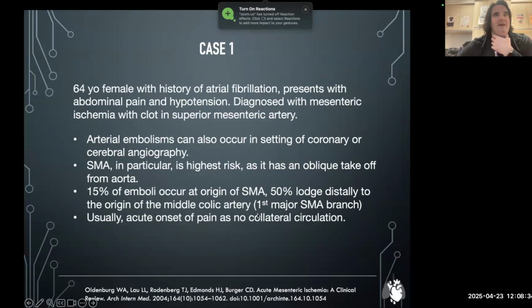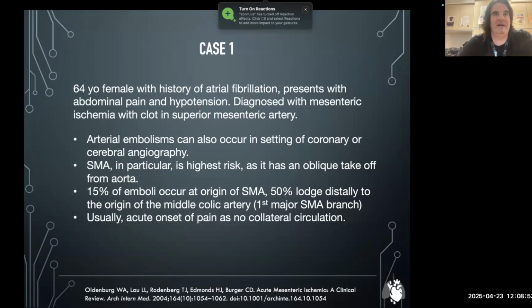15% occur at the origin of the SMA and 50% lodge distally. So this is a really common artery to embolize to. And that's why a lot of the surgeons are on high alert for this, because they know that even if you fix the problem, if they're still going to embolize more clot, then they may not actually fix the problem.